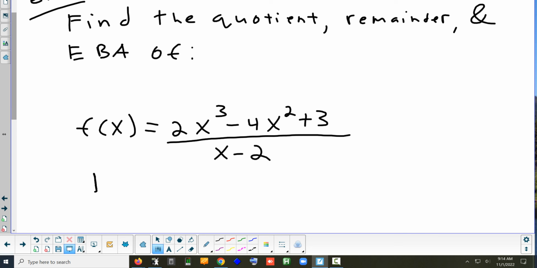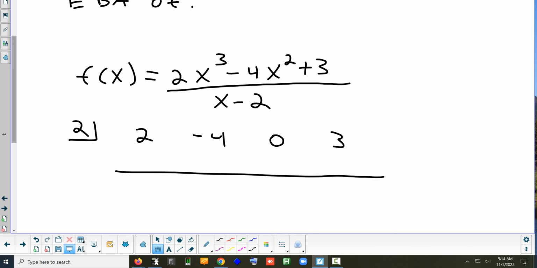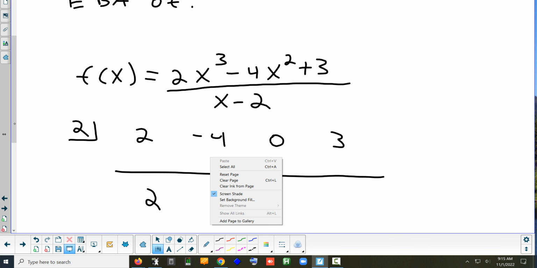Does anybody remember what number goes on the outside of that symbol? Yeah, 2. It's always the number that's after the minus sign. And then how about the numbers I'm going to put on the inside? Okay, hint, you're going to need 4 numbers. Lauren? 3, 2, negative 4, 0, and 3. Okay. And to do synthetic division, bring down the first number, multiply, and then add it to the second column. So we're going to keep multiplying and adding.